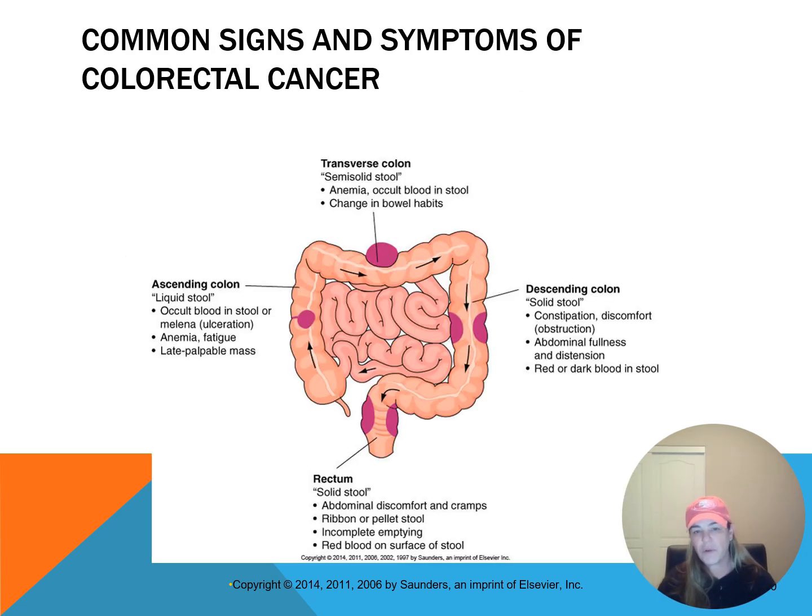Common signs and symptoms of colorectal cancer. Depending on where it's located, if it's lower in the system, in the rectum, you can see solid stool, but you can also see ribbon or pellet stool, incomplete emptying, red blood on the surface of stools. In the descending colon, it's constipation, abdominal fullness or distension, also blood in the stools. Ascending colon, you'll see liquid stool because it happens higher up in the colon. Then as it comes down here, it becomes more solidified. Transverse colon, semi-solid stool if you have a cancer in this area.